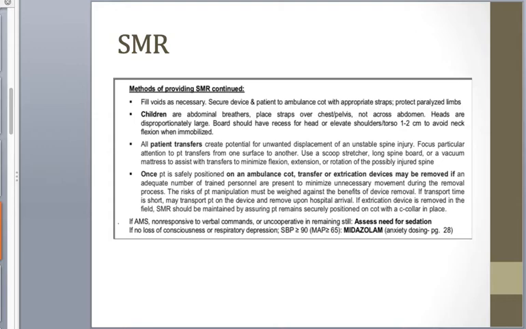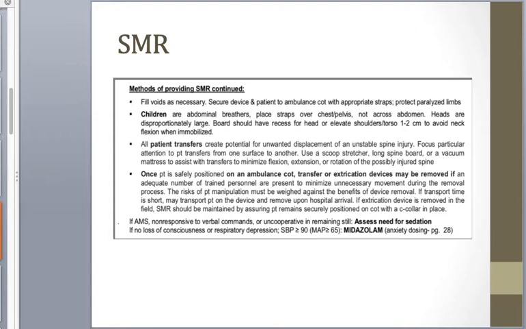All patient transfers create potential for unwanted displacement of an unstable spinal injury. Just be careful moving a patient from the car to a backboard to the cot. I guess that's what that's saying. Once the patient is positioned safely on an ambulance cot, transfer or extrication devices may be removed. As far as a KED board, you can put them on a backboard and remove the KED, as long as there is an appropriate amount of people there to make moving minimal.